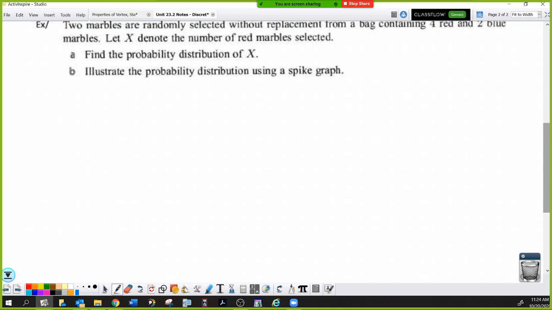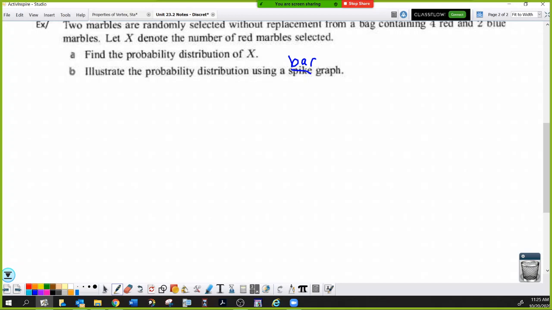2 marbles are randomly selected without replacement, okay, that matters, from a bag containing 4 red and 2 blue marbles. Let capital X denote the number of red marbles selected. Find the probability distribution of X, and then illustrate the probability distribution using a spike graph. We did a spike graph last time. Just want to do a bar graph this time? It doesn't really matter much. Okay, let's change it to bar graph.